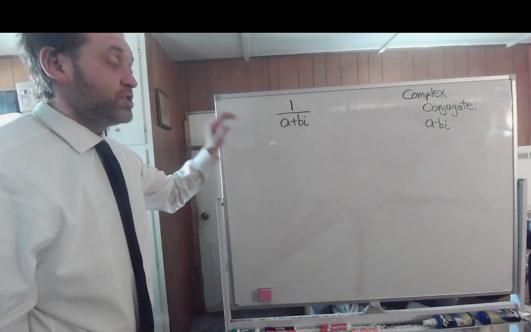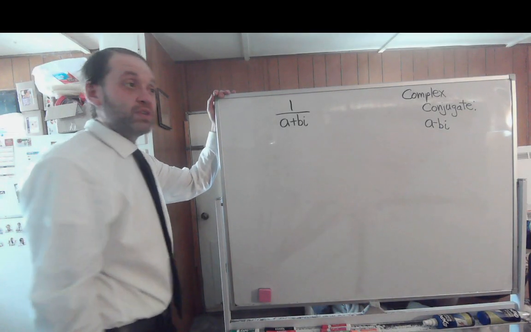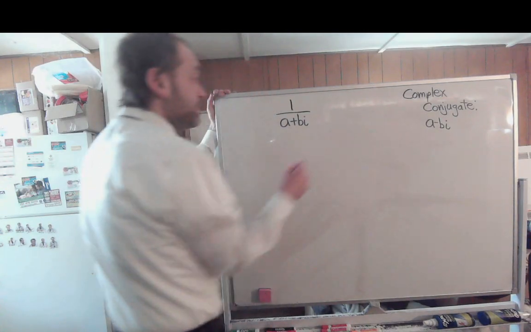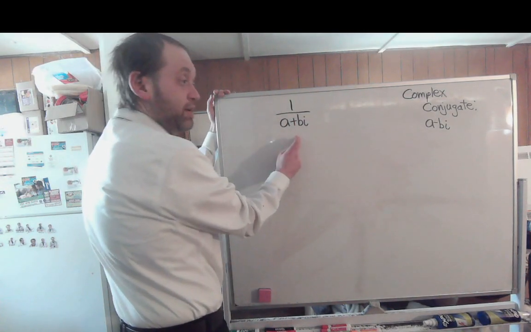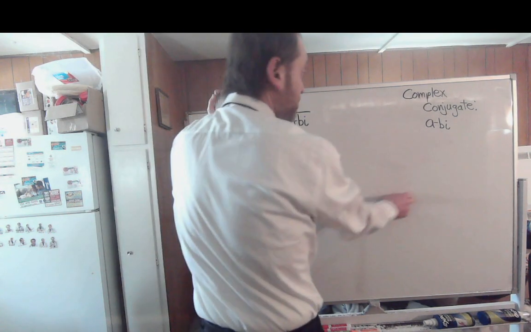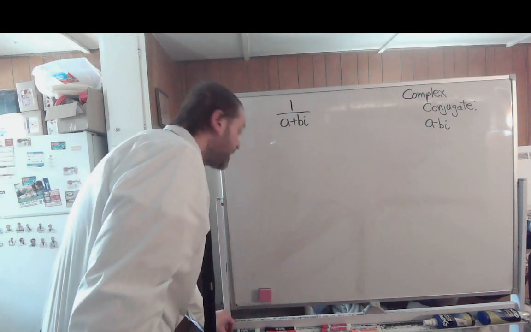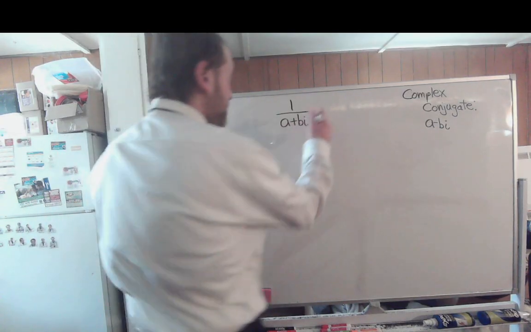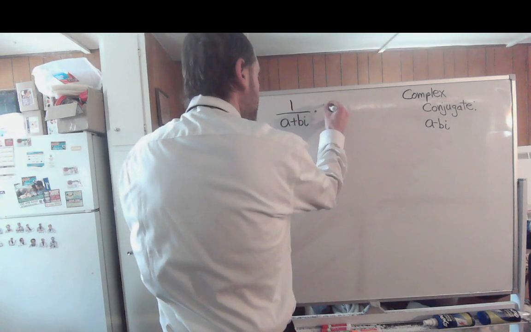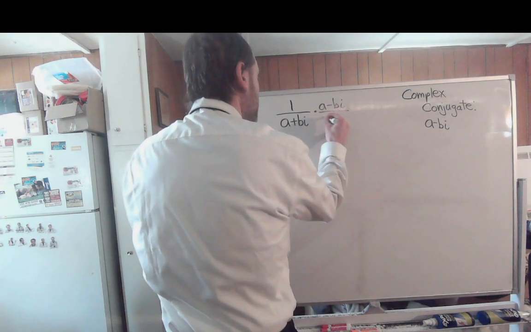In order to do that, you're going to multiply both numerator and denominator by what's called the complex conjugate. So if your denominator is a plus bi, you would multiply both numerator and denominator by a minus bi. So why don't we work that out real quick? Let's multiply both by a minus bi, right?